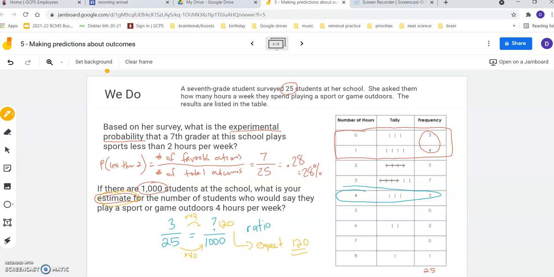They use the word estimate. I use the word expect or predict. Any of those words are appropriate with probability. That, y'all, is how you use relative frequency to make predictions in probability.